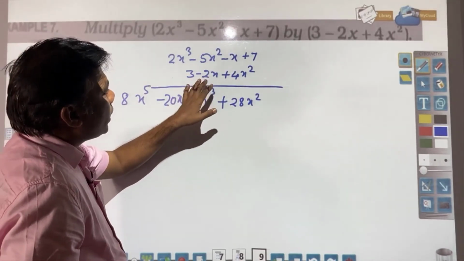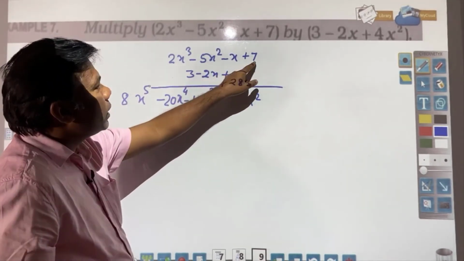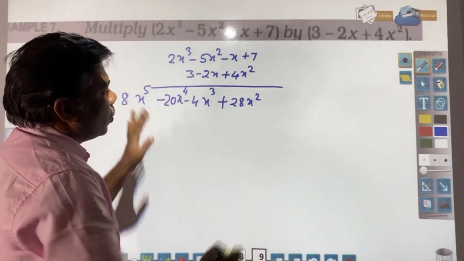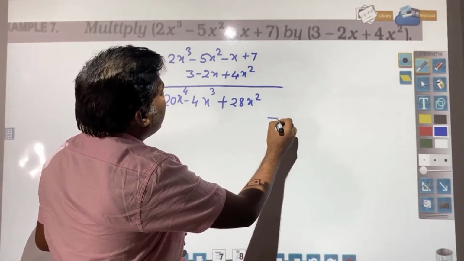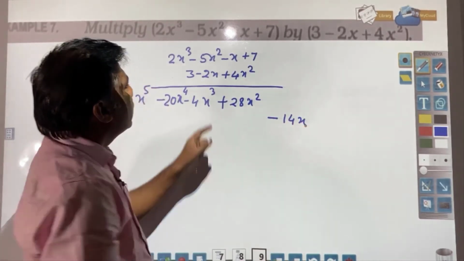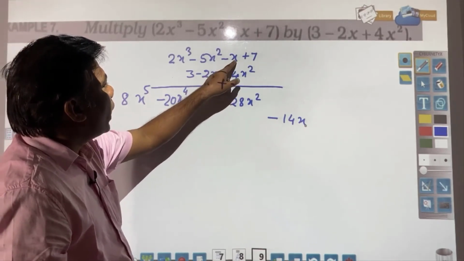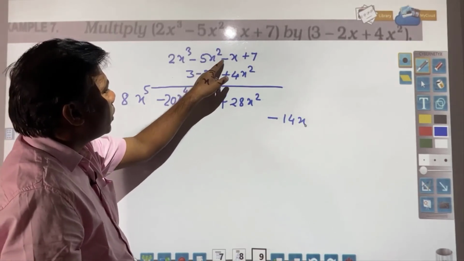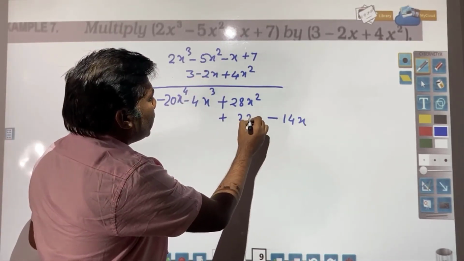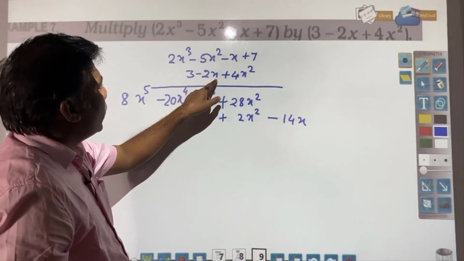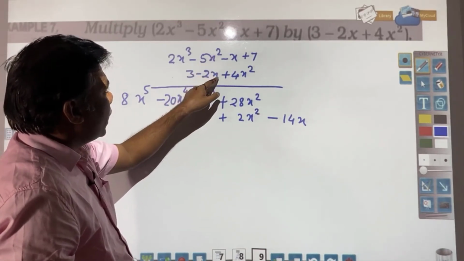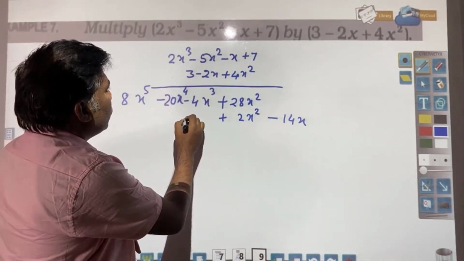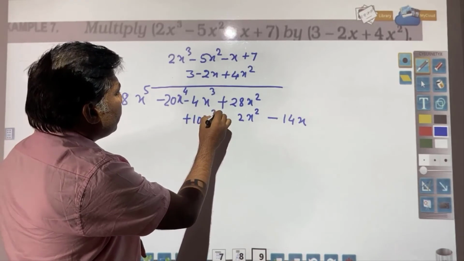Now with minus 2x we will multiply. 2 7s are 14x. 14x term you don't have, so here you write minus 14x. Then you have 2x square. 2x square term you have, so here you write minus into minus, plus 2x square. Then you have 2x into 5x square, means x and x square will be cube. 5 2s are 10. So it will be plus 10x cube.